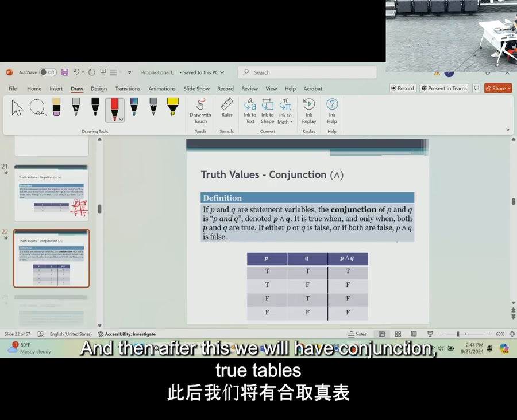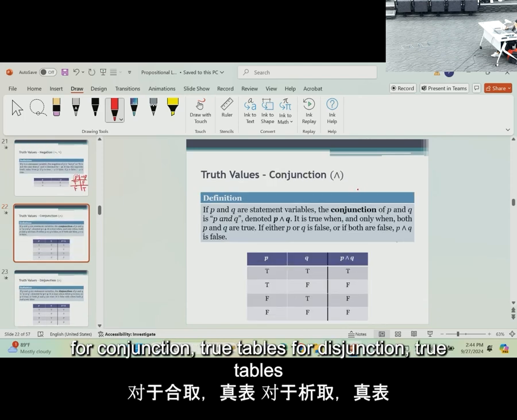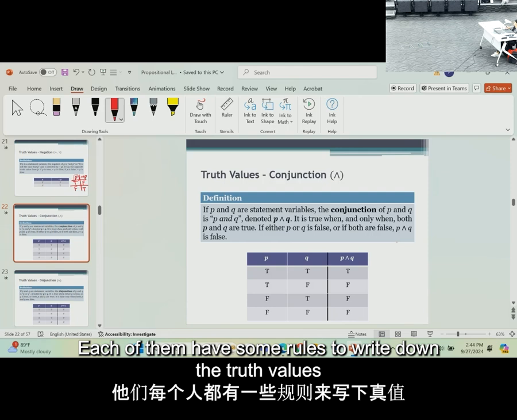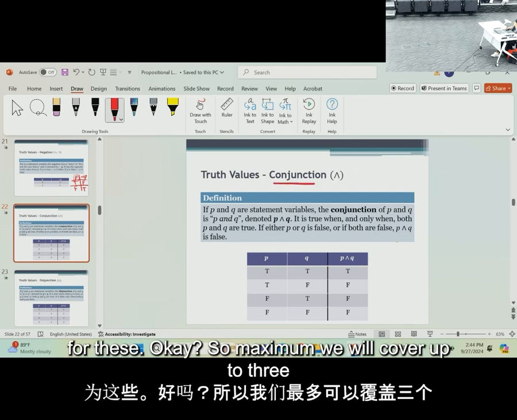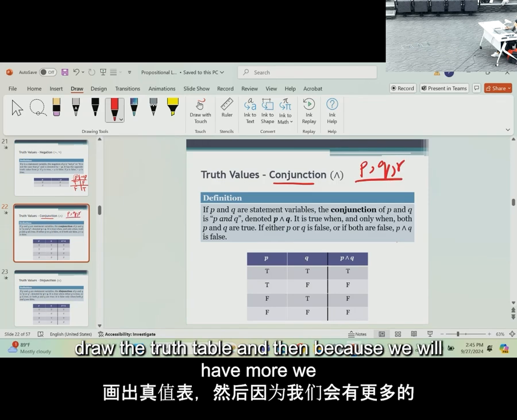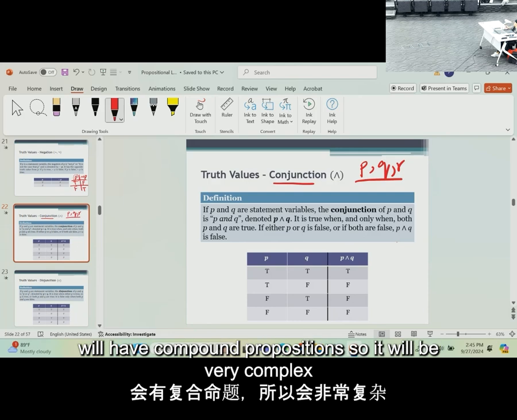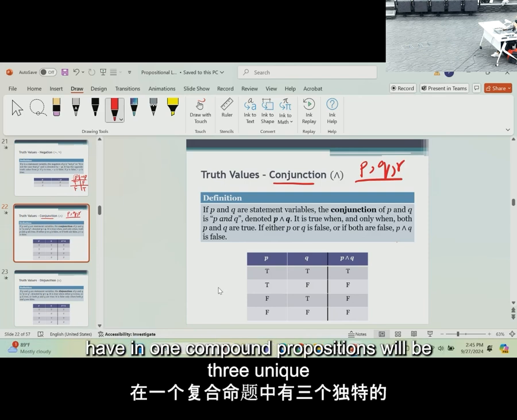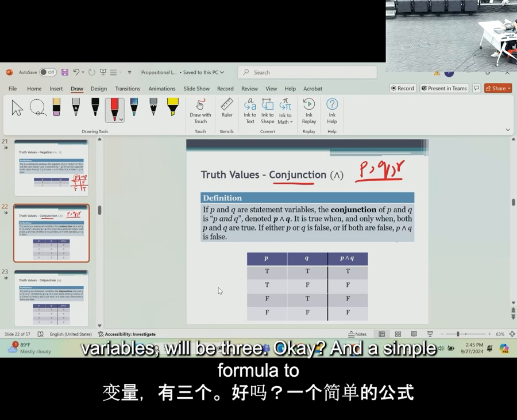And then after this, we will have truth tables for conjunction, disjunction, conditional statements, and biconditional statements. Each of them has some rules for writing down the truth values. Maximum we will cover up to 3 variables, because after that it becomes a bit difficult to draw the truth table, and we will have compound propositions, so it will be very complex to draw. So for this lecture, the maximum number of unique variables in one compound proposition will be 3.